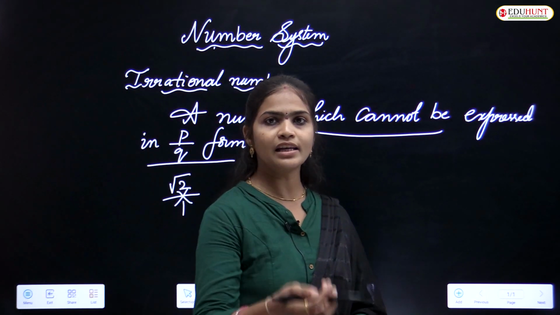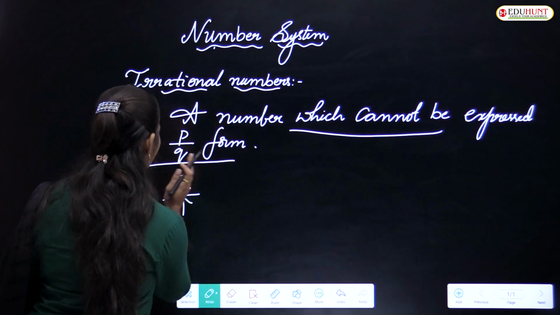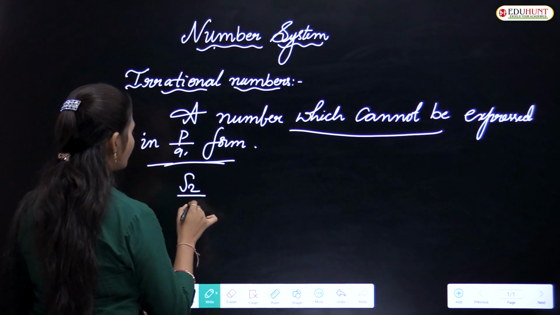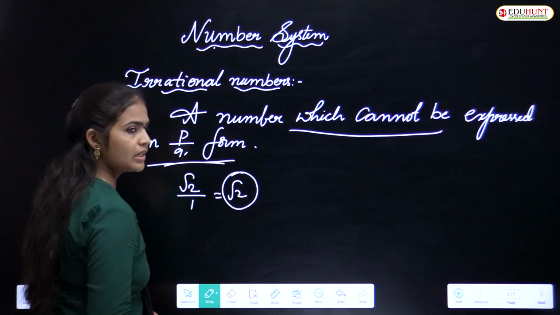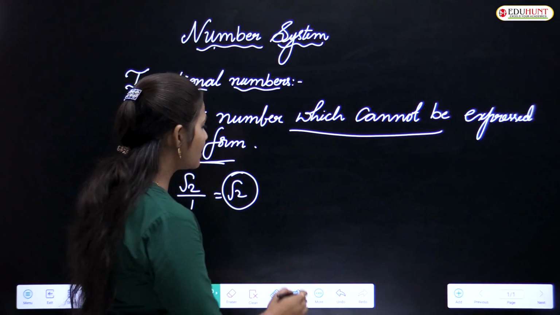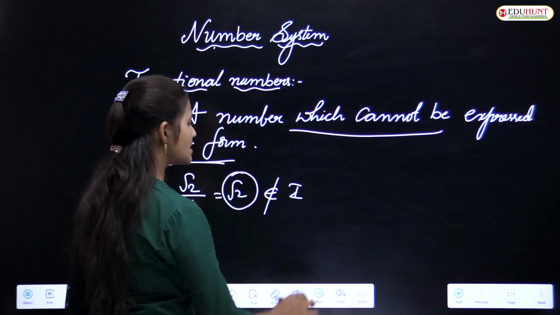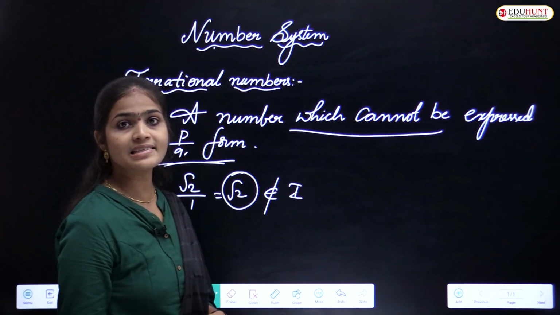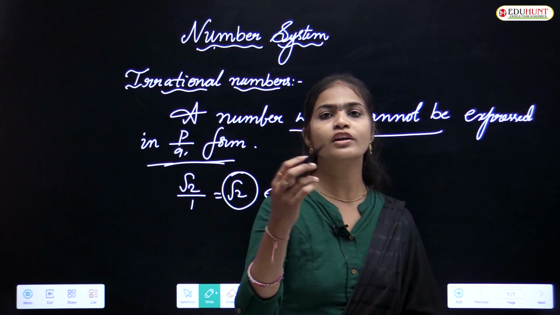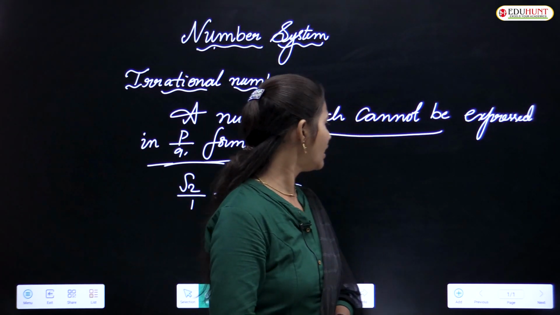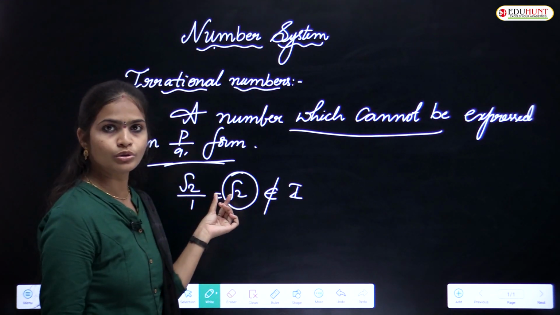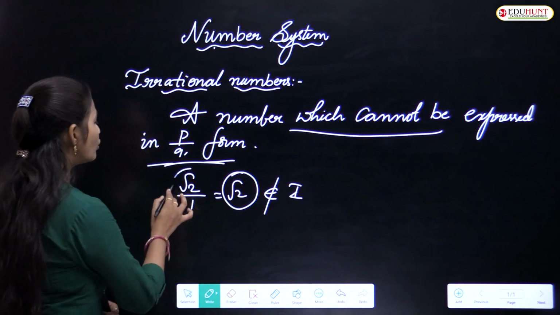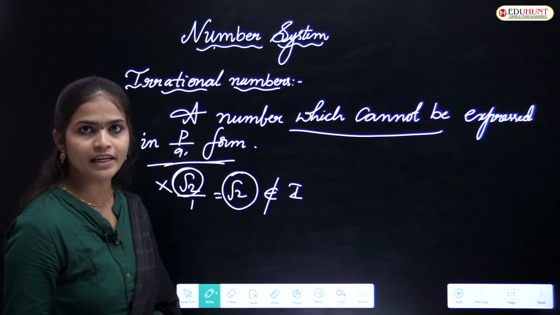Root 2 by 1 is equal to, again you will get root 2 only. But here root 2 is not an integer, root 2 does not belong to integers. That's why this is not a rational number, that is an irrational number. After simplifying root 2 you will get 1.414 something, that's why we cannot express root 2 in the form of p by q.